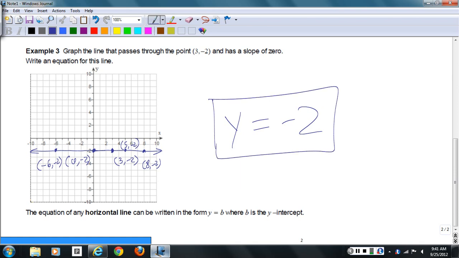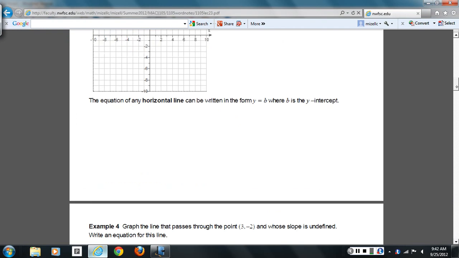In general, if we're in the business of finding equations of straight lines and we happen to come across a horizontal line, a quick and easy way to write an equation for a horizontal line is to find the y coordinate of any point on the line. You could use the y-intercept or any point at all. y equals that number will give you an equation of that line. So, a nice way to write equations of horizontal lines. Vertical lines are not much more difficult.